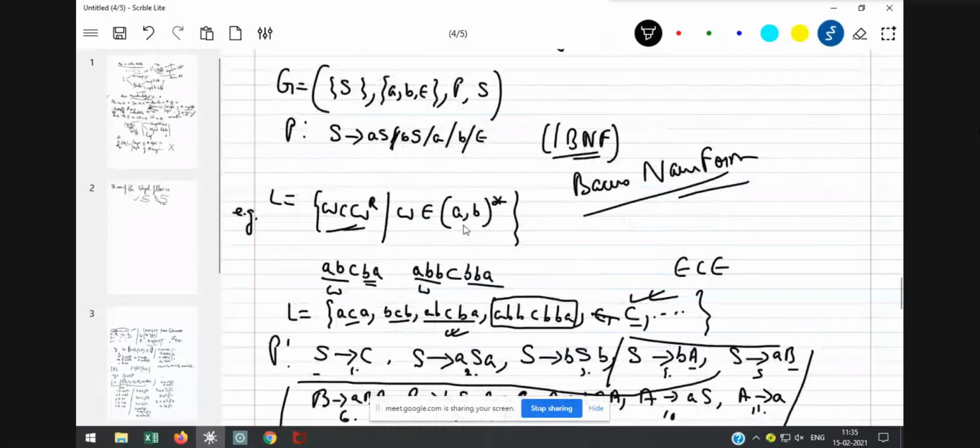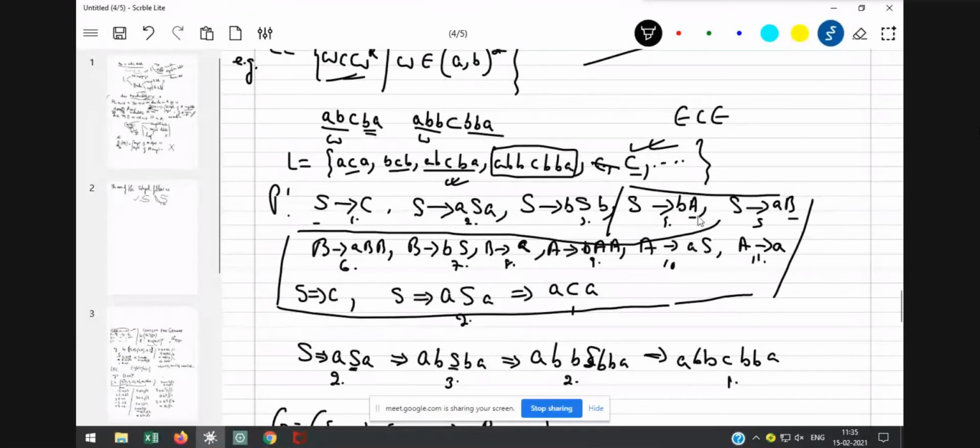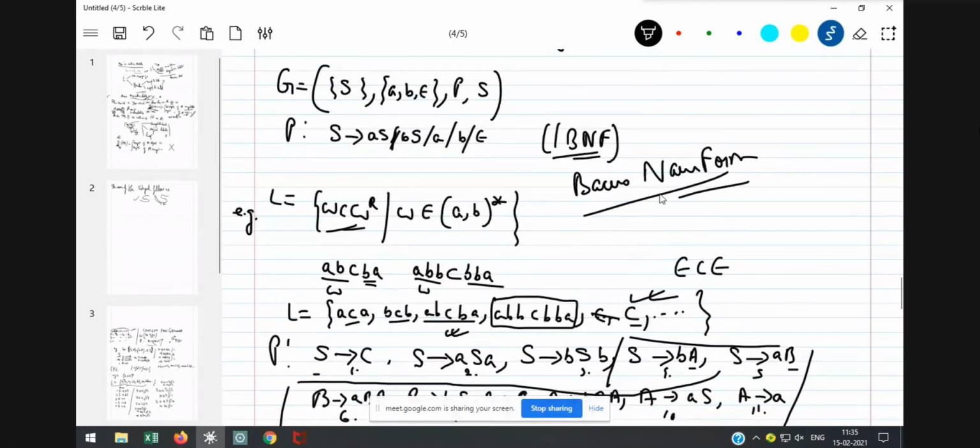Third, for this particular given language. So for all these three, please try to convert the context-free grammar into Backus-Naur form. Some mistakes may be there, so don't think that this is the answer. Don't think that for Backus-Naur form, this is the answer. Please read by yourself and then try to convert the context-free grammar into Backus-Naur form.